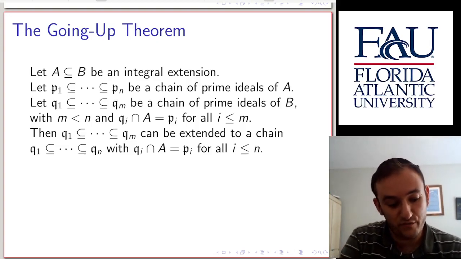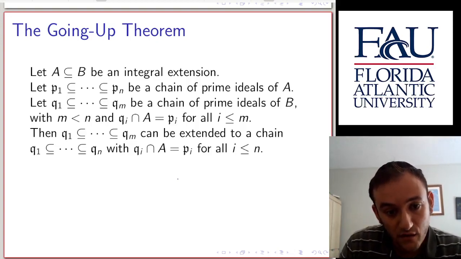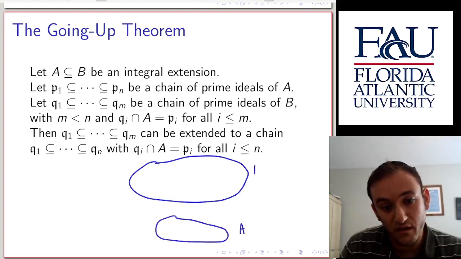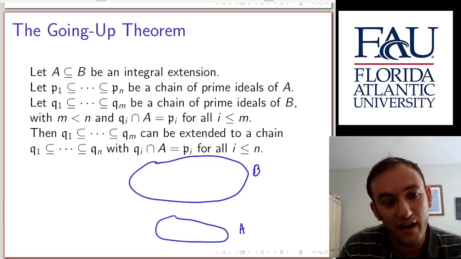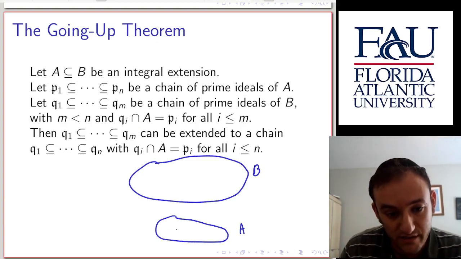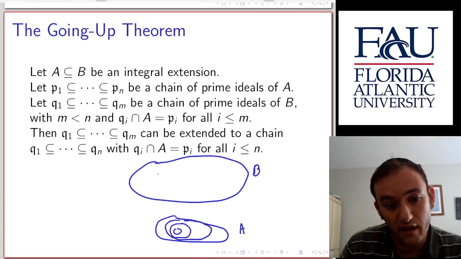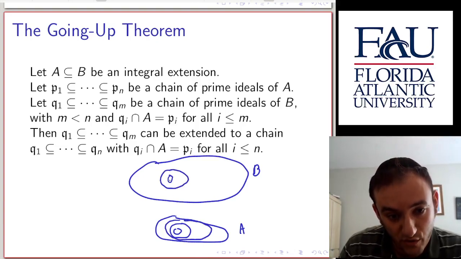So the picture of what's happening here is we have our extension A over B, or B over A, I should say. And then we have a larger chain here. So let's say we have 3 ideals here. And then we have 2 of the corresponding ideals here.